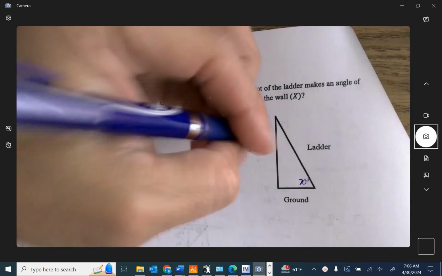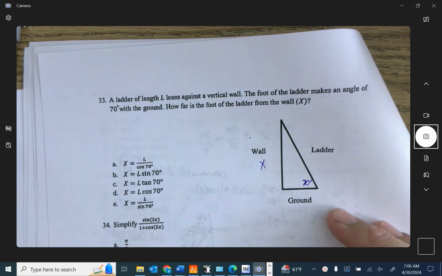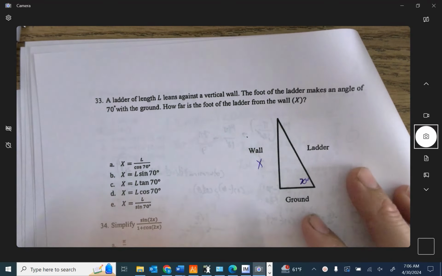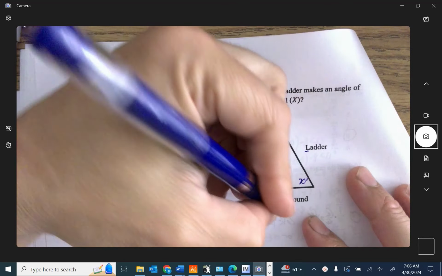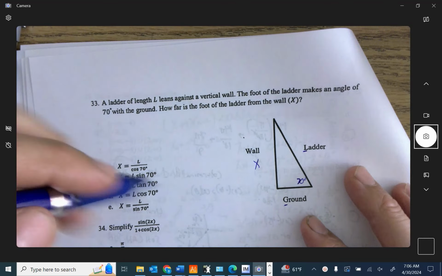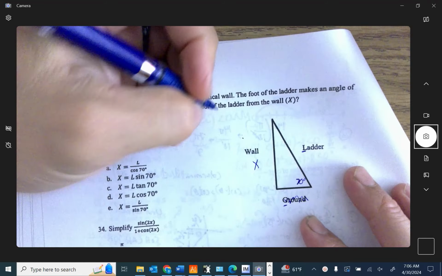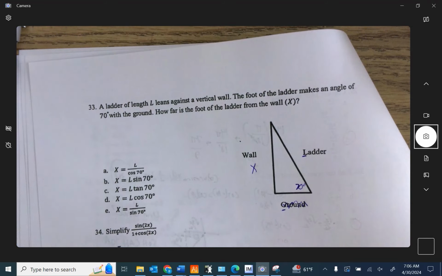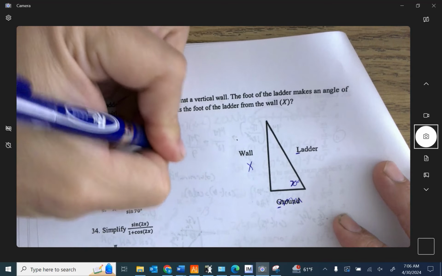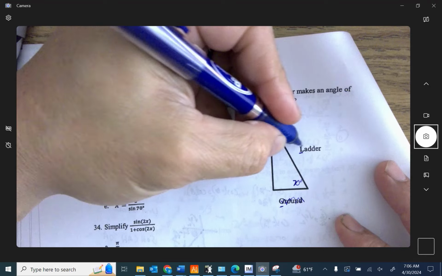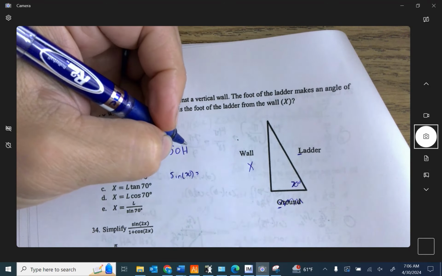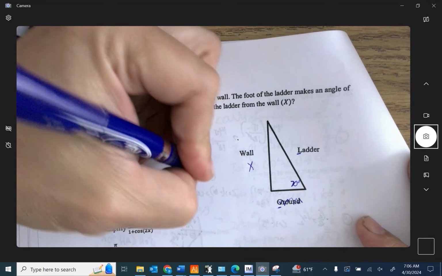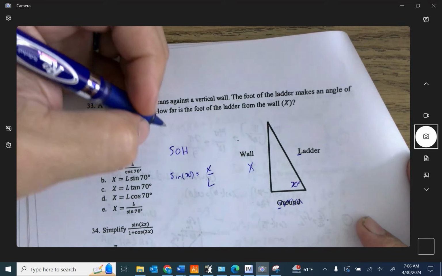What do we want here? We want the wall to be x. And this is L. And this is 90 degrees. I noticed none of these involve that, so anyways, some of y'all like law of sines, some of y'all like SOHCAHTOA. I'm just going to do SOHCAHTOA. So I know I have opposite and hypotenuse. The sine of 70 is equal to x over L.